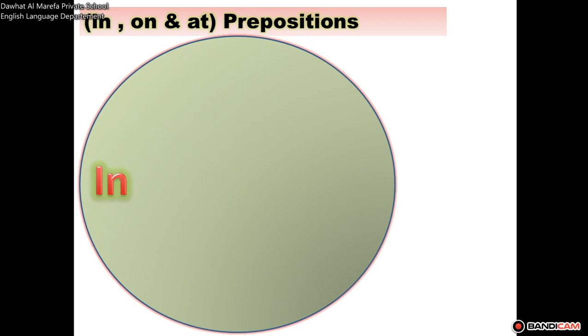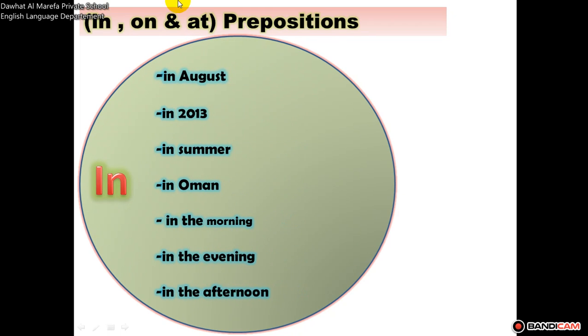Let's start with in. We are going to use in with something like August. What is August? August is a month. Now you have to write in before the year or the year in the date. Now we have summer. What is summer? Summer is a season. In summer, in spring, in winter, in fall, in autumn.